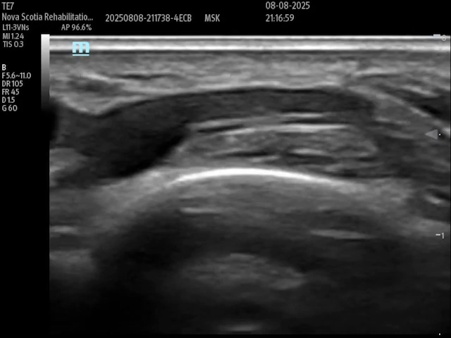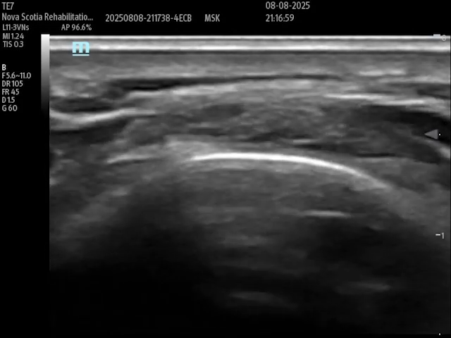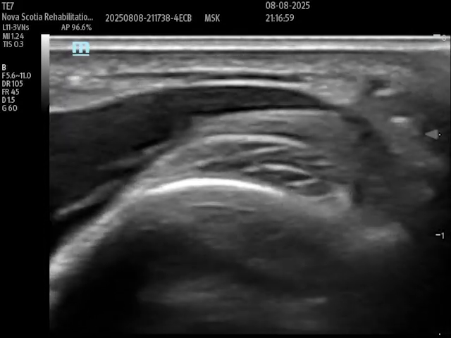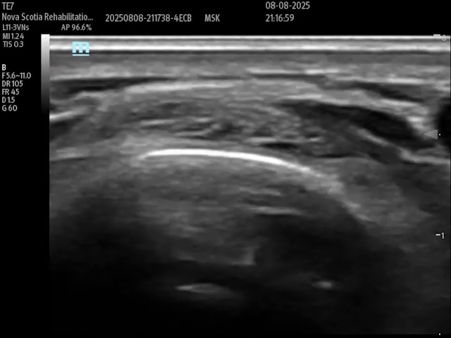In the next series of clips, I'm going to be moving the probe distally and proximally just so you can appreciate the first compartment going over the second compartment as you see there.